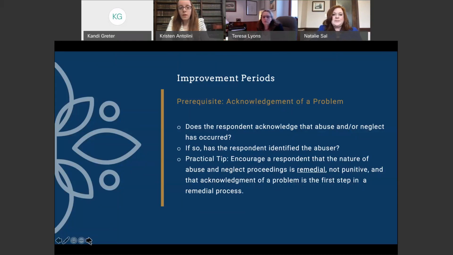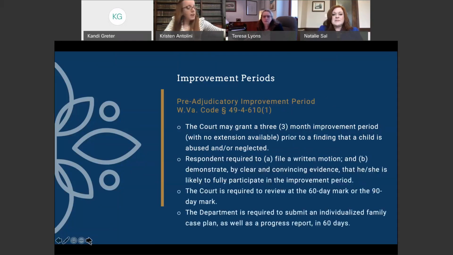So just to get us started, can you tell us what is a pre-adjudicatory improvement period and what are the parts of that? Absolutely. A pre-adjudicatory improvement period, and you can see in the slides that these are covered in West Virginia Code 49-4-610. Pre-adjudicatory improvement periods occur prior to an adjudication, prior to a judicial finding by clear and convincing evidence that there's been child abuse or neglect.